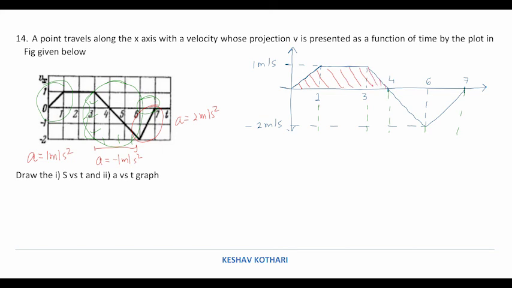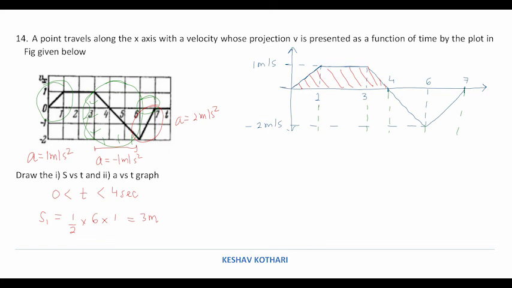So from 0 to 4 seconds, the displacement is positive, the graph is in the positive portion. We can calculate that positive portion: it is a trapezium, so half the sum of parallel sides into height, which is equal to 3 meter. So the displacement in the positive portion is going to be 3 meter, and that is the maximum displacement of the particle which is possible.